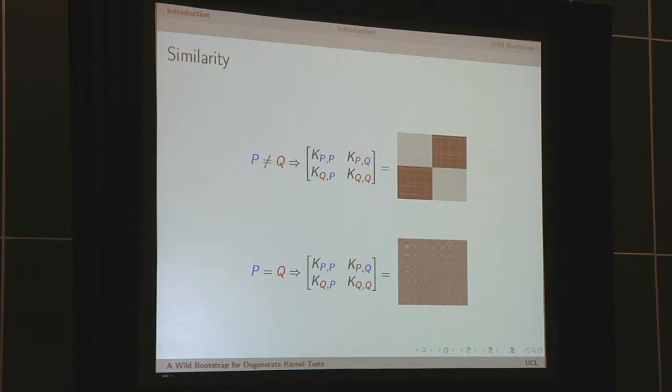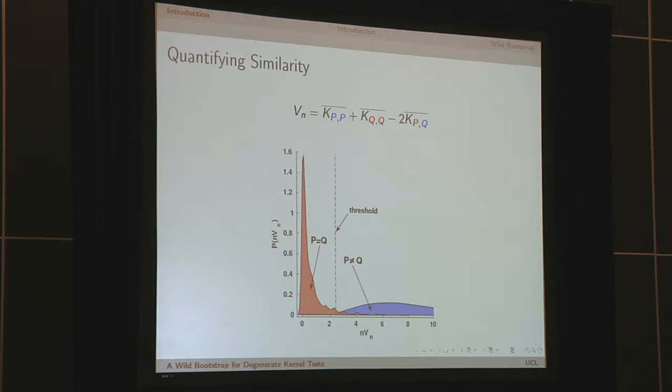The way that MMD deals with this quantification is by looking at the average similarities. We look at the average similarities within the samples from P. We add to that the average similarities within the samples from Q. And we subtract twice the average similarities between P and Q.